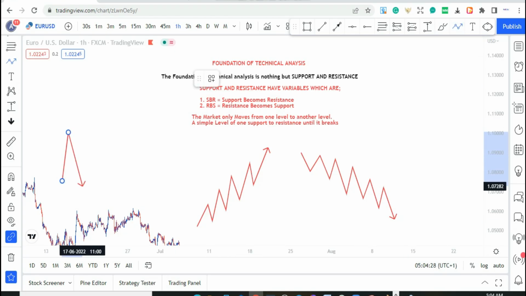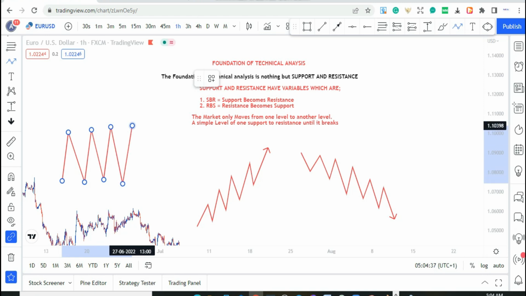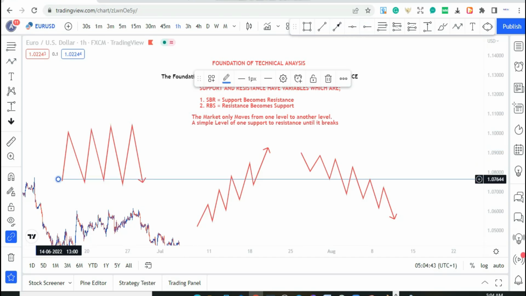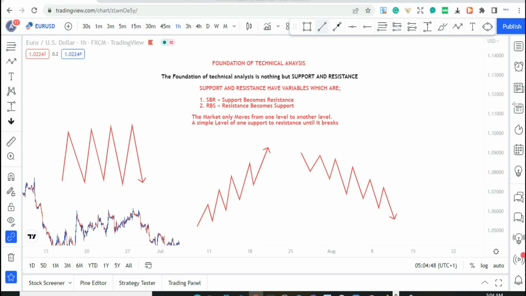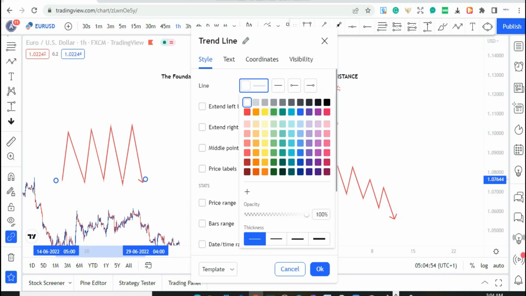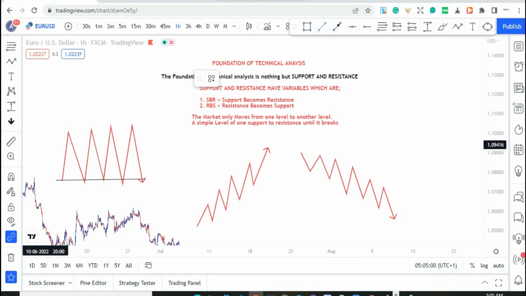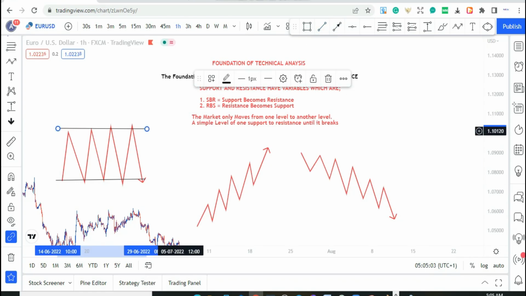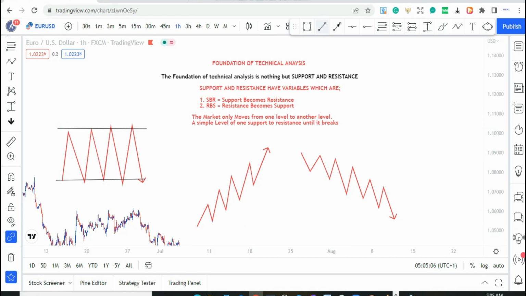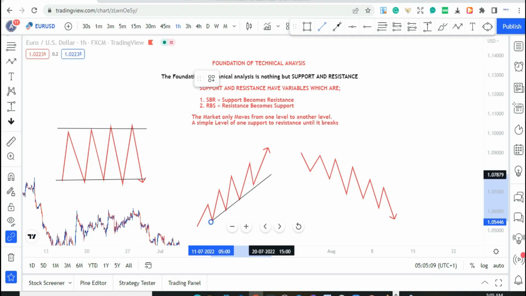The market is either going up, going down, or going sideways. Is that not it? So let's just delete this one and draw. This is all the market does. If there is any other way, we'll get to all the variations very soon.